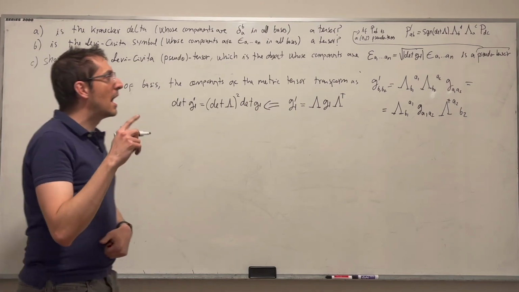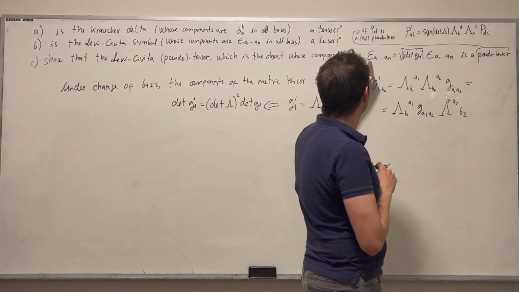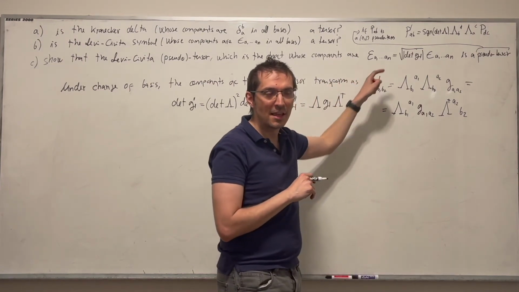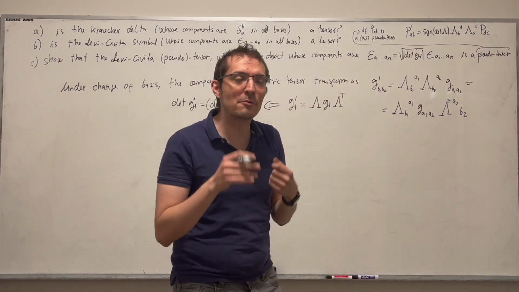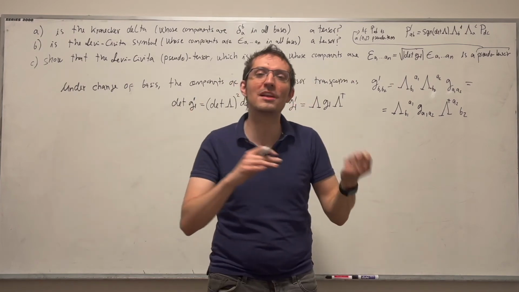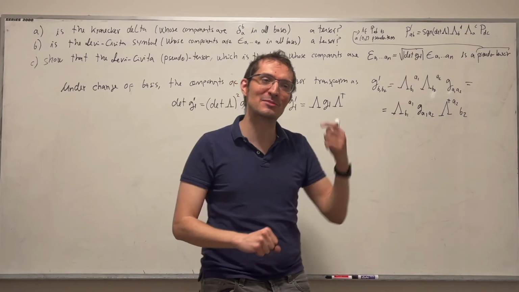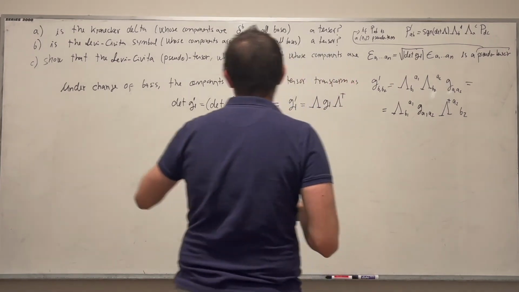Let's write how the Levi-Civita tensor transforms under change of basis, so what it really does, and then we'll write what it should do if it were a pseudo-tensor. And then we'll compare if what it does is the same as what it should do. Let's see, let's do first what it does.